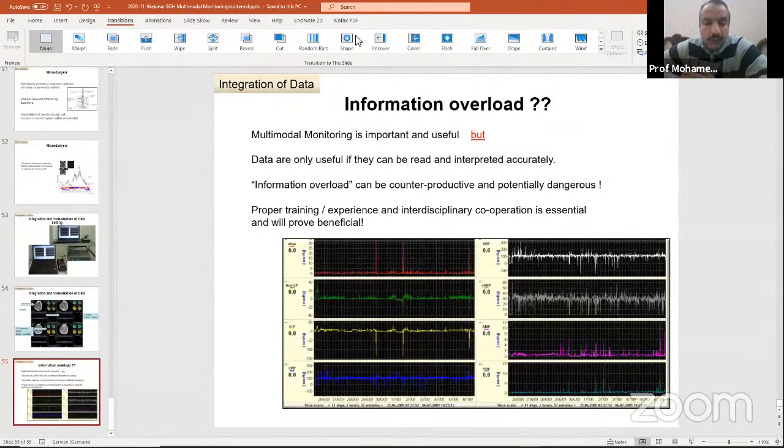I have two comments on ICP monitoring. Most of the time we are called for increased ICP and we simply find the patient is recovering from the muscle relaxant, or the tube is kinked or full of secretions. It happens most of the time.